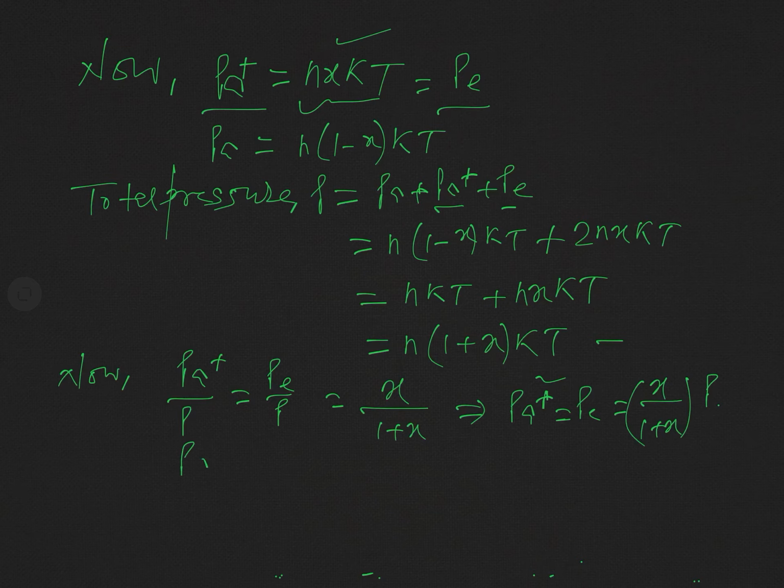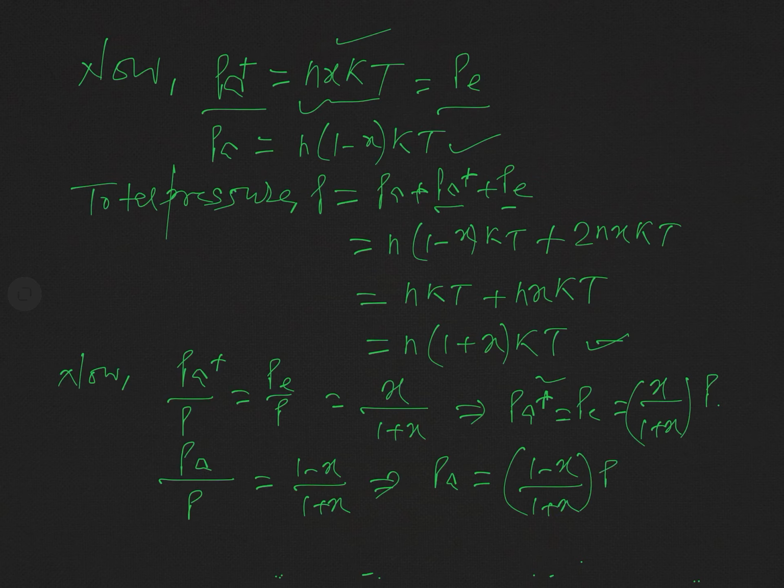Similarly, we can now express the value of partial pressure due to the neutral atom in terms of the total pressure. So PA over P. See the value of PA here and the value of P here. And from this you can find that PA over P will be what? This will be simply 1 minus X over 1 plus X. And so from here we can write PA is equal to 1 minus X over 1 plus X times P. So you will see that in terms of X, the fraction of atoms which get ionized, we have just calculated the partial pressure exerted by the different species of the ionized gas.